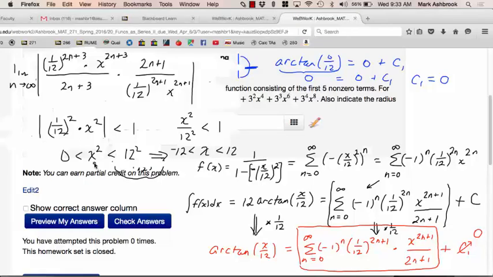Right? Because if you square any number up to positive 12, it'll be less than 12 squared. Square any number as low as negative 12, that'll be positive and less than 12 squared. So our interval is negative 12 to 12. The radius is 12.